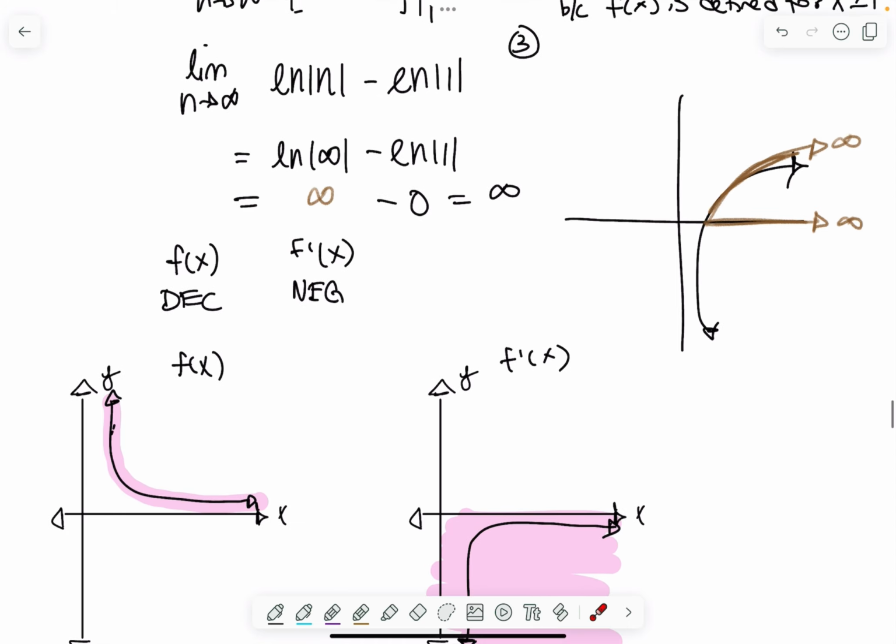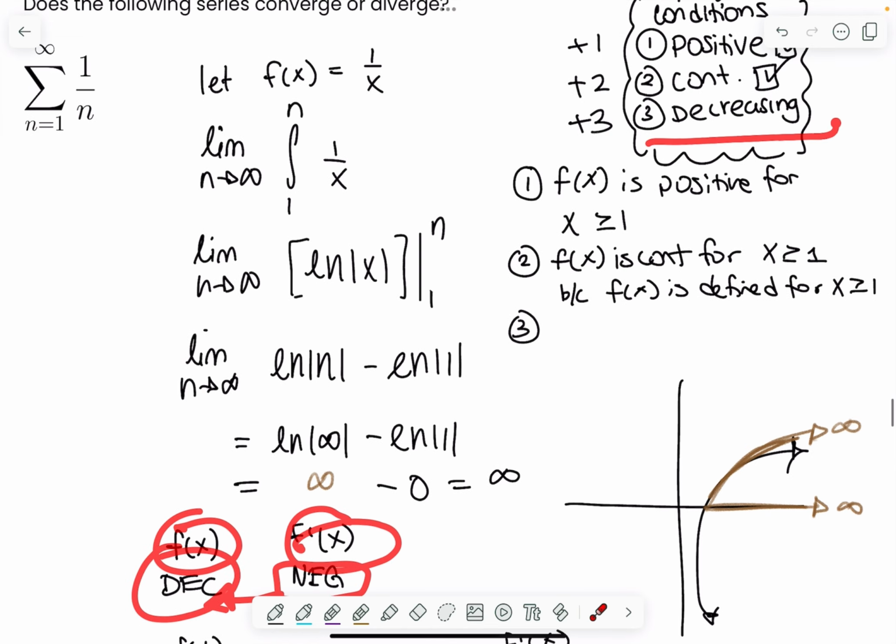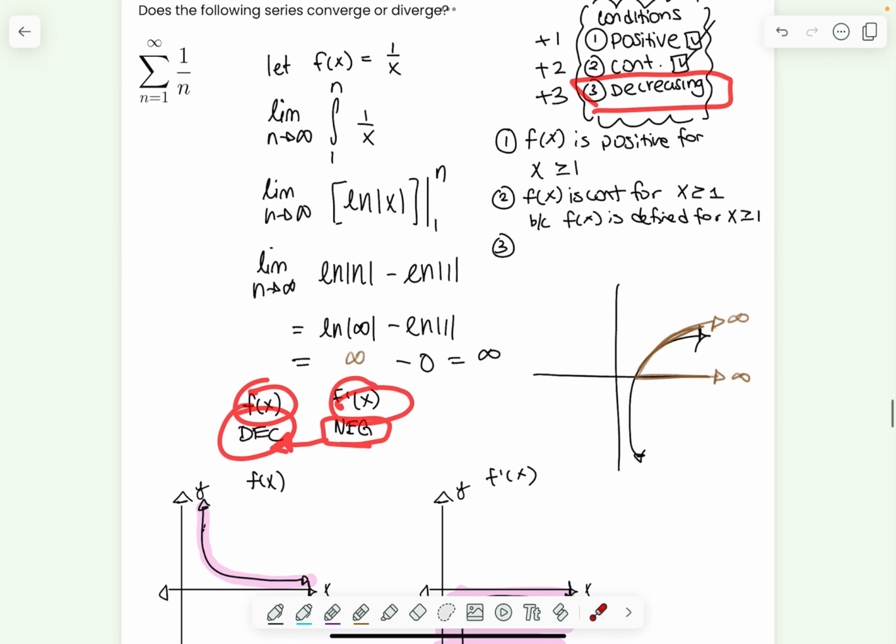So essentially, we're going to get our function, find its derivative, and make sure it's negative, because then we can say that we know that the function decreases, and that's what we want. We want the function to decrease. So that's the logic behind that.